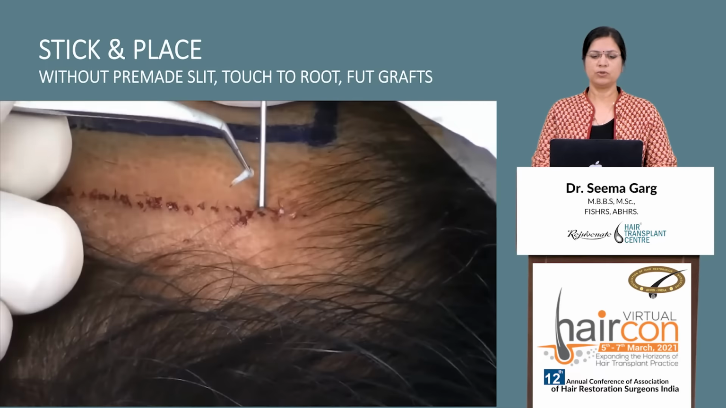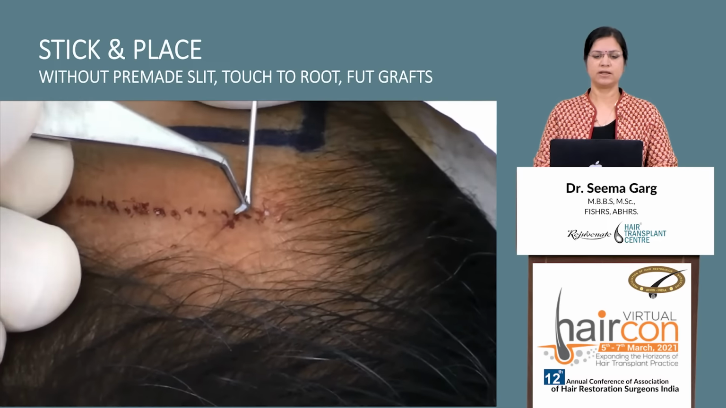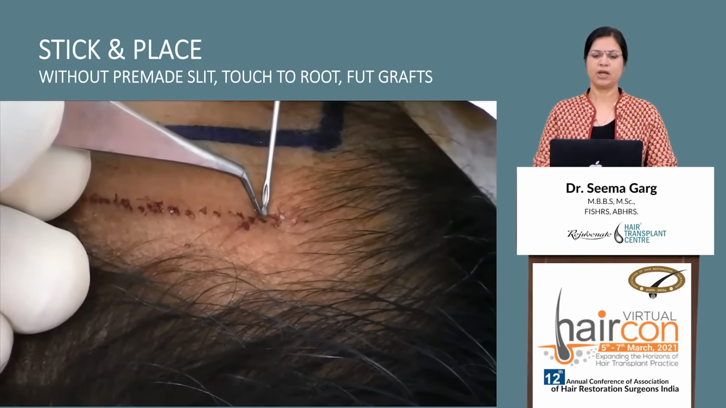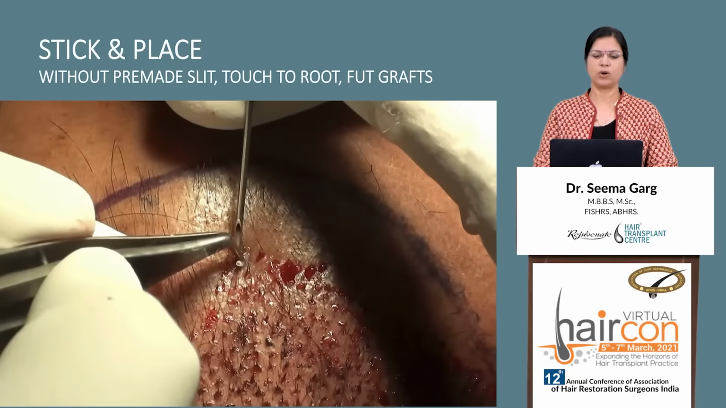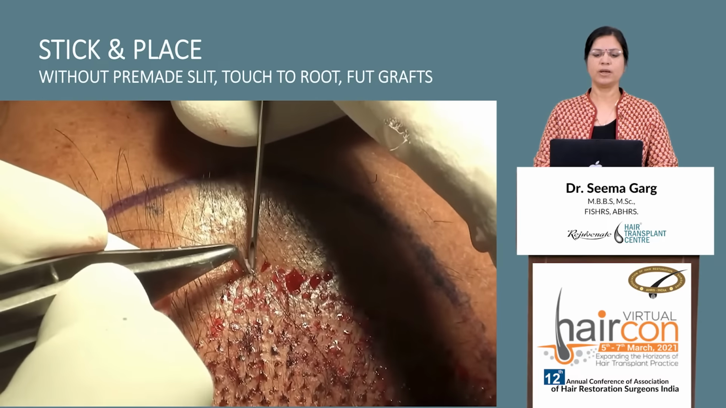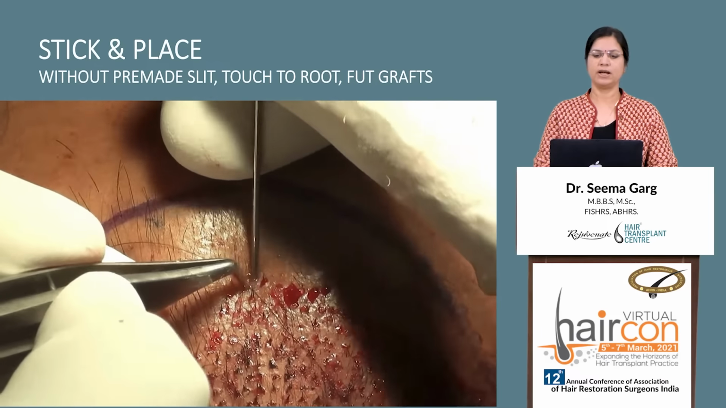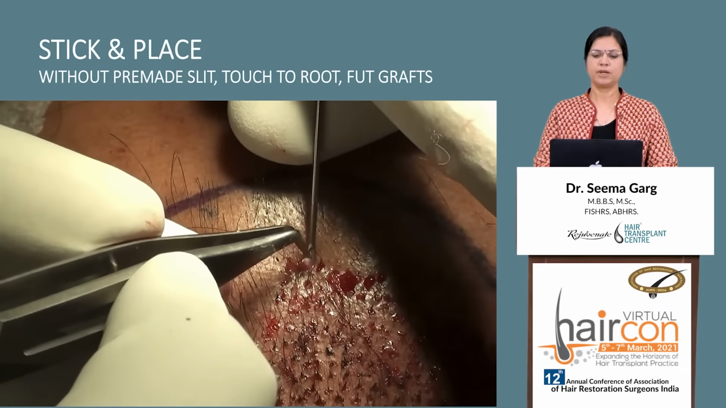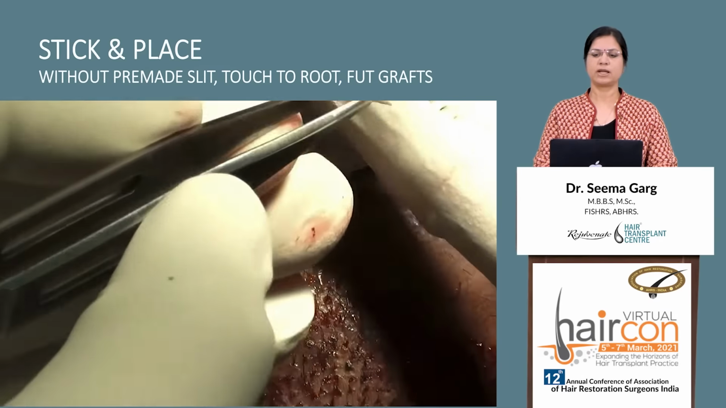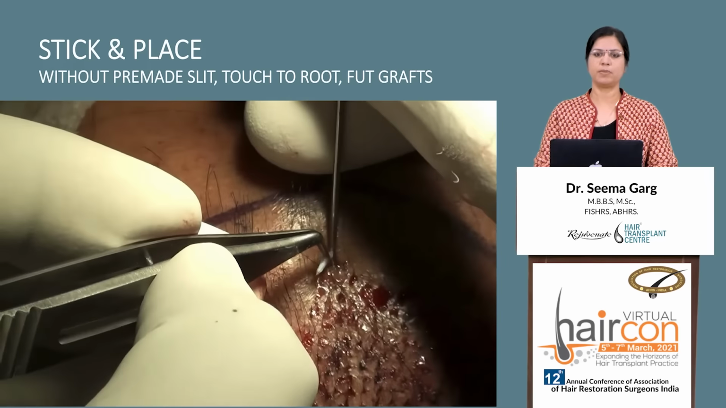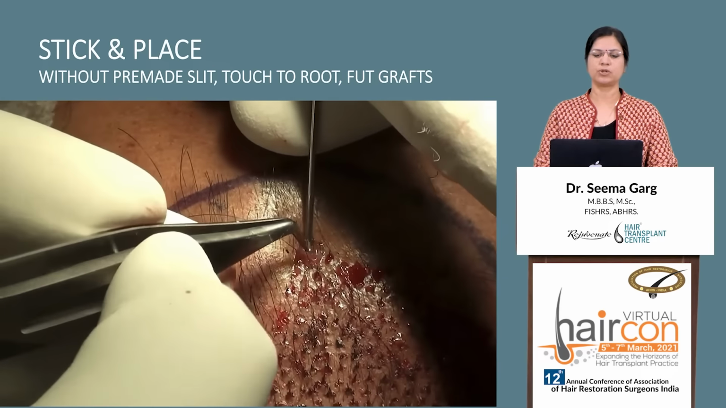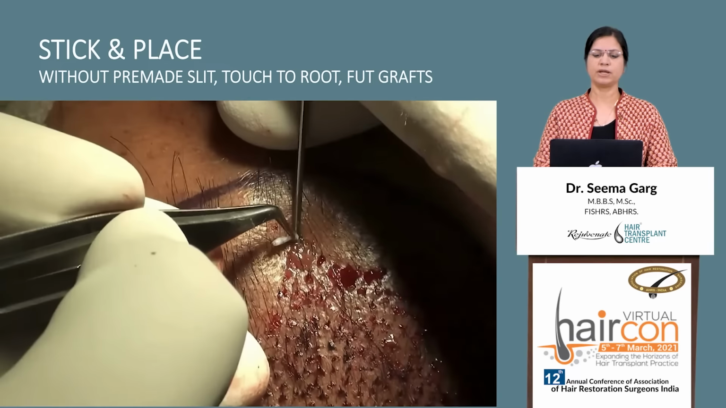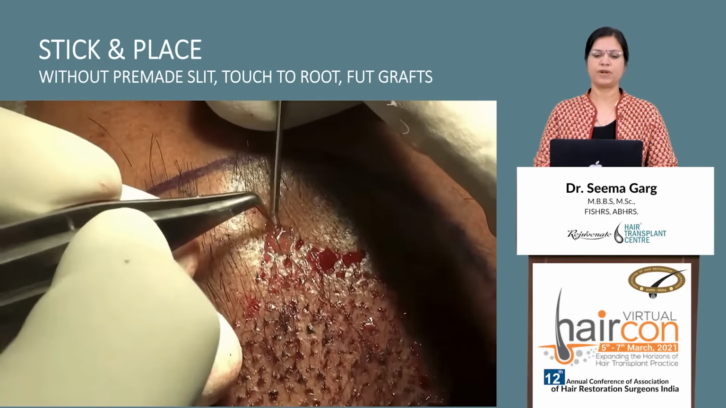Now, this is the video of stick and place technique without pre-made slits. This is done by the surgeon. You can see the hole or the orifice is created during implantation only with the help of the needle, and with the other hand forceps is used and we grasp the graft near the bulb with the help of perifollicular tissue. These are the FUT grafts. So, FUT grafts are ideal for this type of technique.